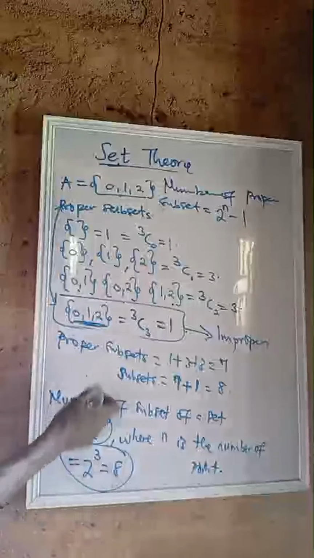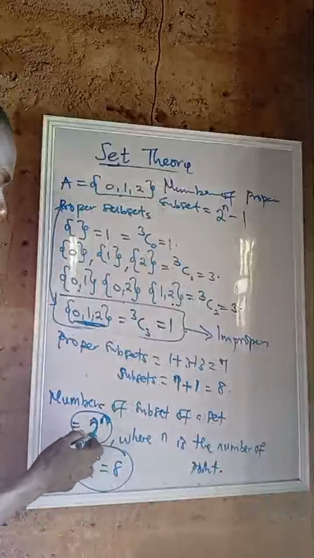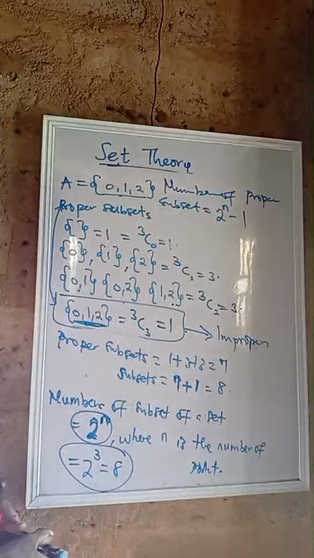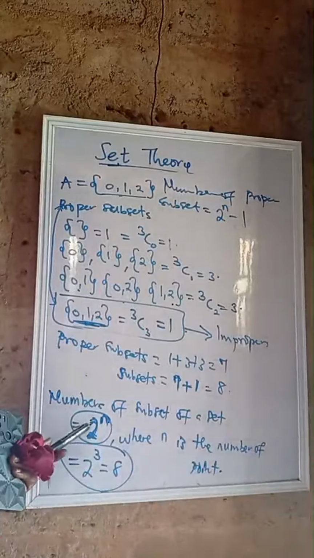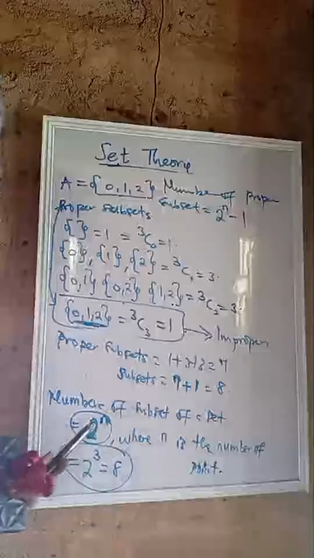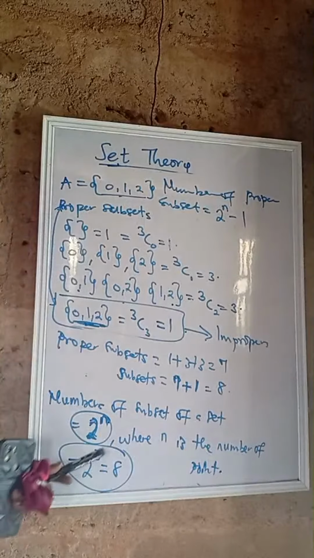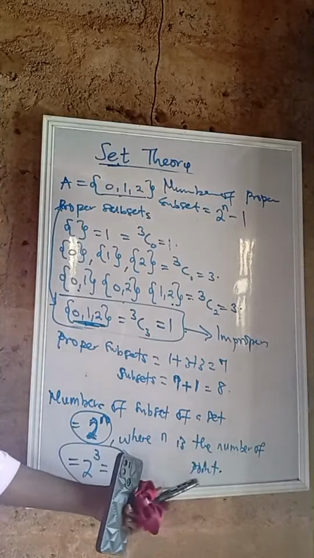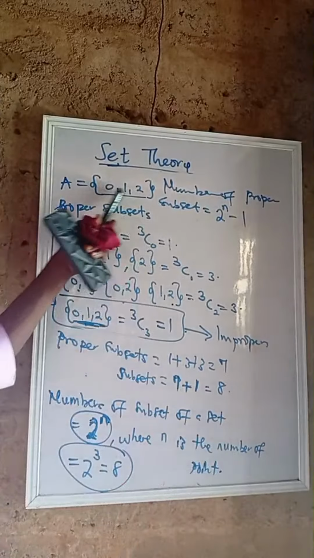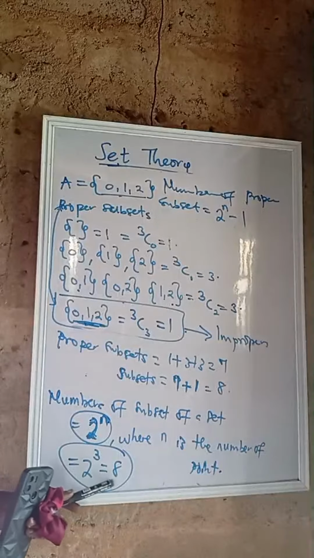So in short, instead of going through all this process, you can just say it is 2 raised to the power of n to get the number of subsets of a set. For this question, it will be 2 raised to the power 3, where n is the number of points, that is the number of elements. We have 3 elements here. That's 2 raised to the power 3, which is 8.